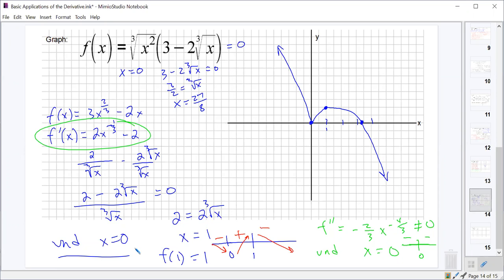Everybody good there or no? Feel like we have a pretty good idea about how to do this? Yes. Spectacular. That's it for today. We're going to stop.